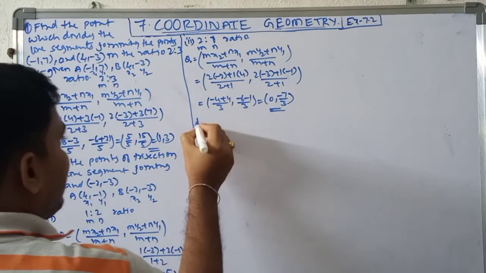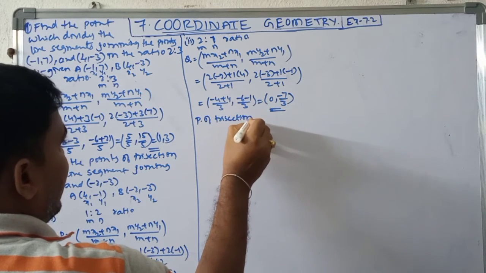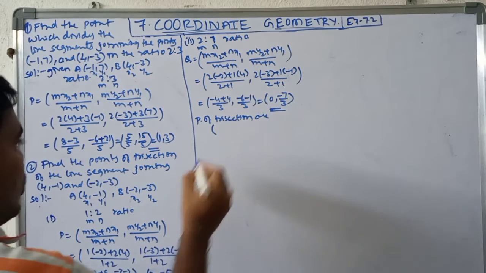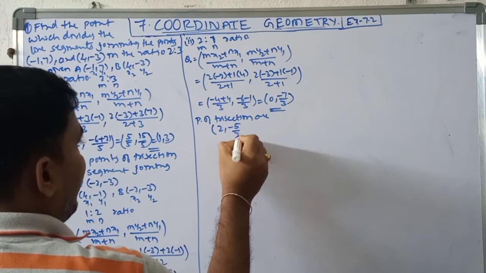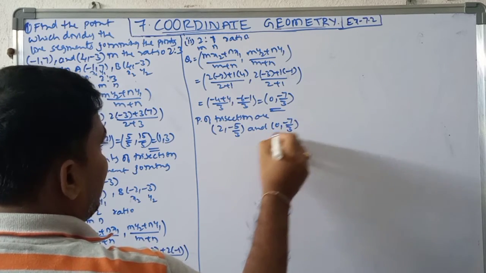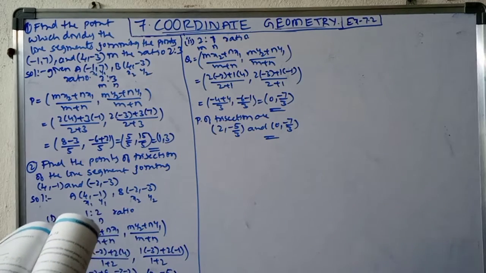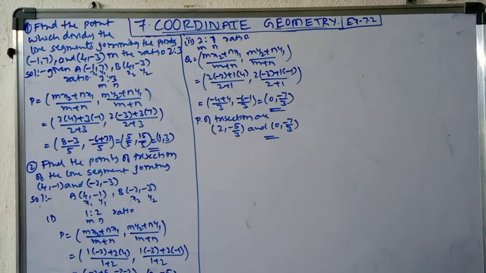So the points of trisection are (2, -5/3) and (0, -7/3). So this is the required solution. Next question, we will do the third one.